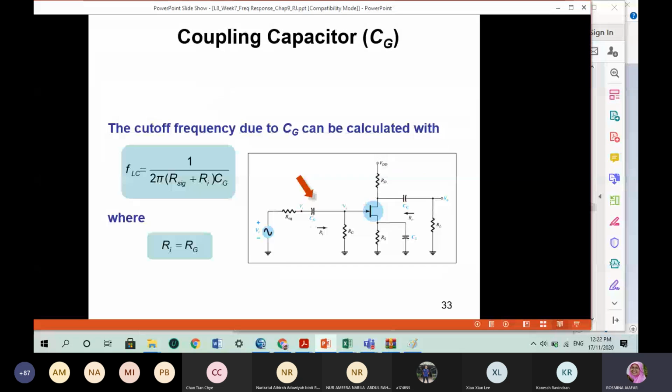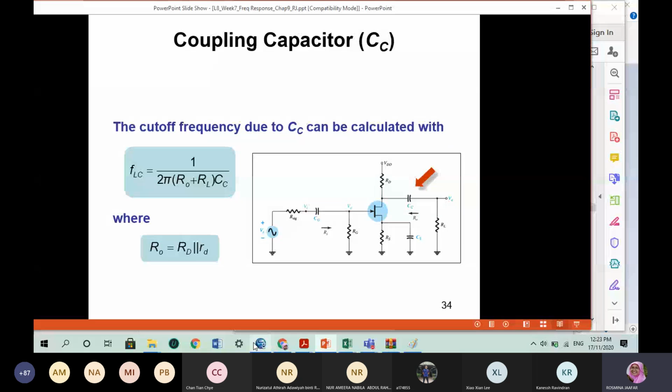Okay. The coupling capacitor CG, the effect of the coupling capacitor, similarly, you will have FLC. Each of these three capacitors, two coupling capacitors, CG and CC, and one bypass capacitor CS, will introduce an effect on the cutoff frequency. So you can calculate FLC equals 1 over 2 pi times the total resistance, R signal plus Ri, because it will appear as a series resistance to the gate of this FET, where your Ri is actually RG. Okay, this RG is introducing the Ri for this FET.